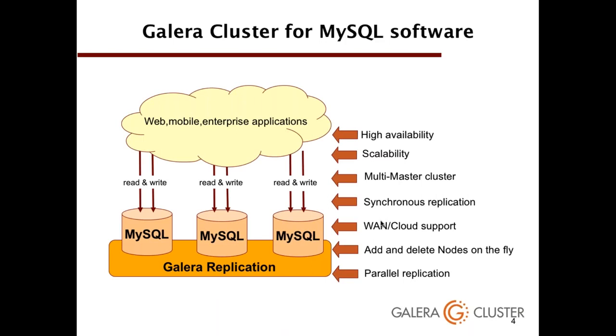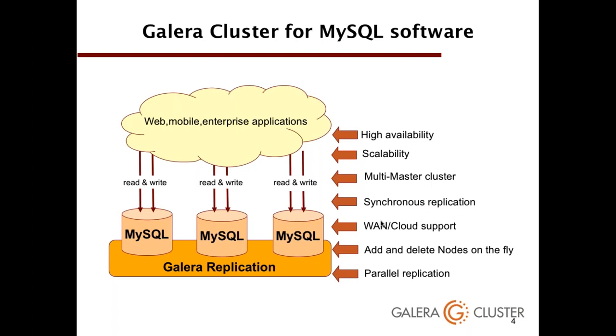So what is Galera cluster? Galera cluster is a high availability, scalability software solution for web, mobile, enterprise applications. And the key features of Galera cluster is multimaster, meaning that you can read and write from any of these databases. They all have the identical copy of the database each time, and we guarantee this. It is based on synchronous replication, opposite to asynchronous replication, which MySQL master-slave, for example, uses. It works over wide area network and cloud. You can add and delete nodes on the fly and do maintenance on the fly. And it also provides parallel replication for better performance.